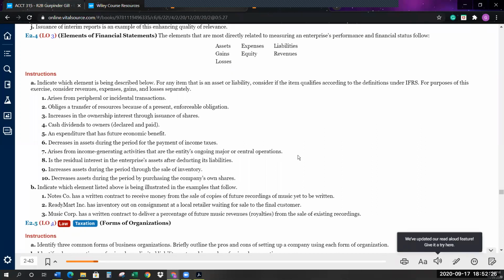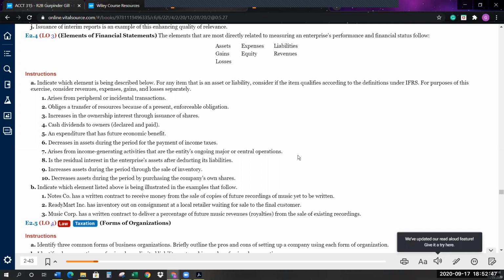But what are they talking about here? What's the other side? Shareholders' equity. Perfect. Yeah, that is shareholders' equity. So this will be a decrease in the equity. So when the company is buying back their own shares, that is a decrease in the equity and the asset account.